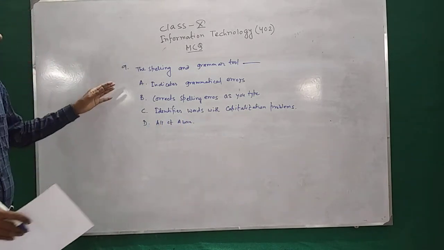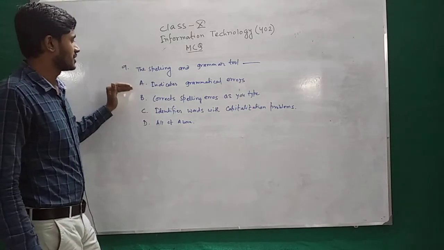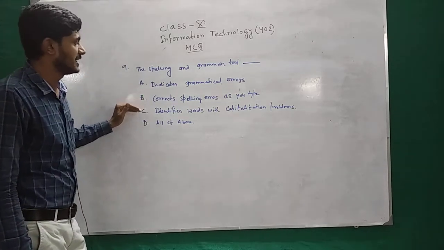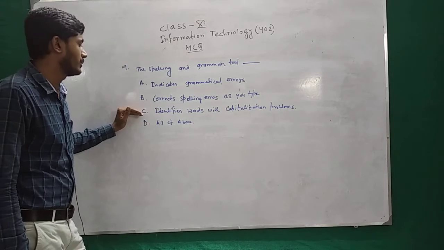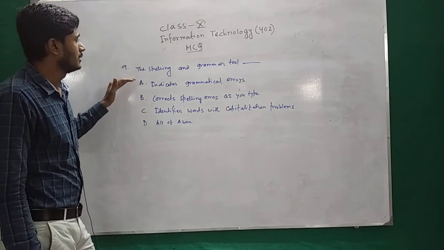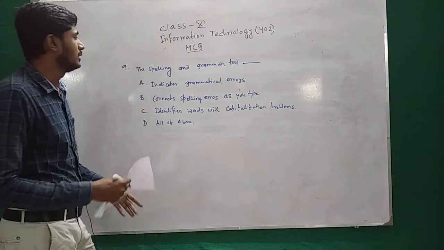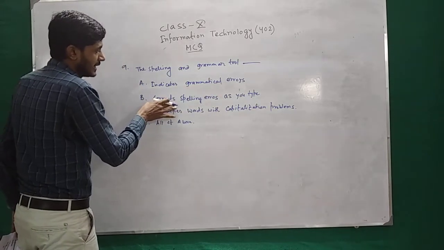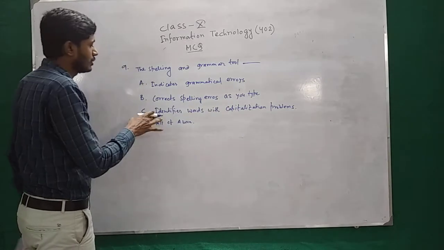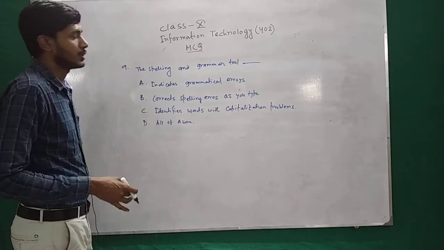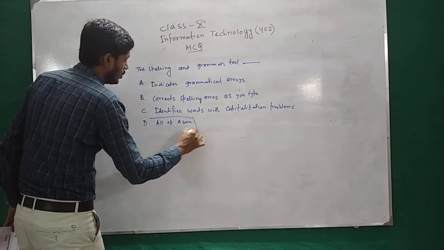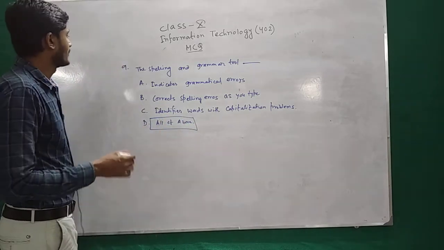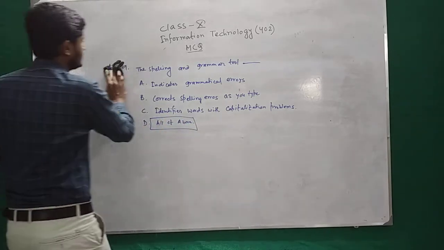So the spelling and grammar tool indicates grammatical errors, also corrects spelling errors as you type, and also identifies words with capitalization problems. So the answer is all of above. Clear? Next one, question number 10.